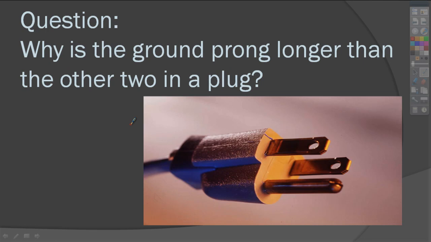Another question, why is the ground prong longer than the other two on a plug? This is because the ground will stay connected longer than the actual two wires that are producing electricity. So if we keep the ground in there longer, we can break the circuit before the ground is out. That way the ground is still transferring whatever net charge is still left back into the ground and making it safe for all of us.